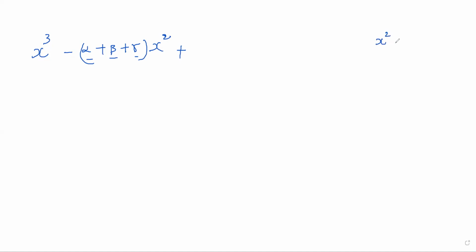See, for quadratic we were writing minus alpha plus beta into x plus alpha beta is equal to 0. Here we have three zeros, so alpha plus beta plus gamma into x square. Next, alpha beta plus beta gamma plus gamma alpha into x minus alpha beta gamma is equal to 0.